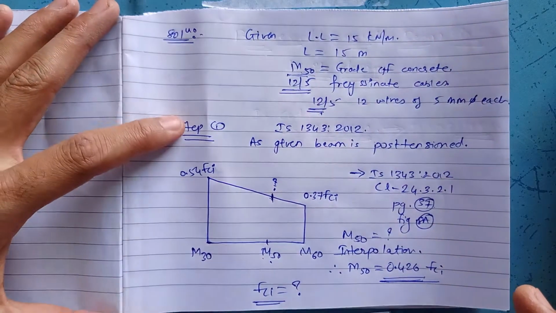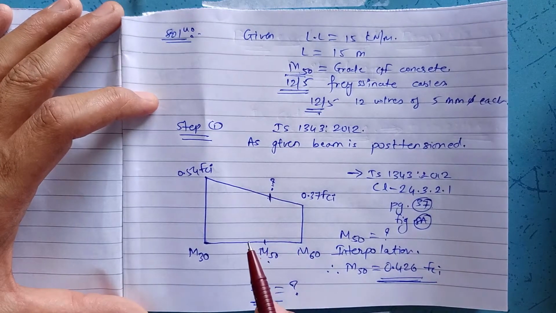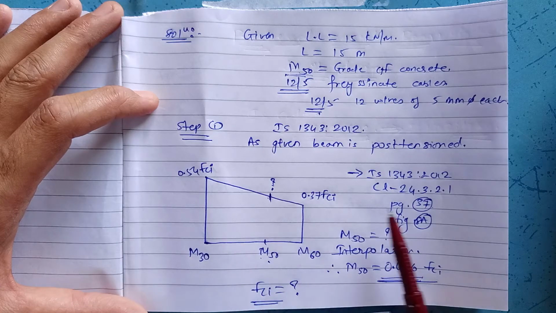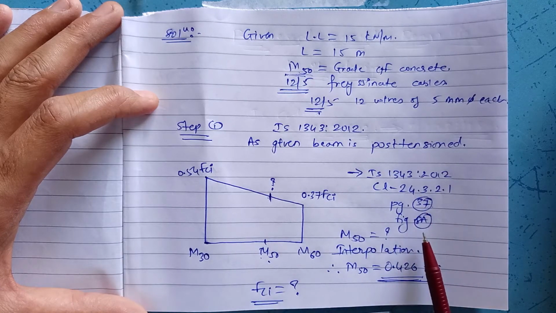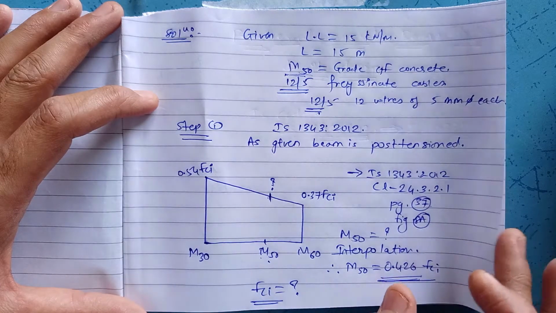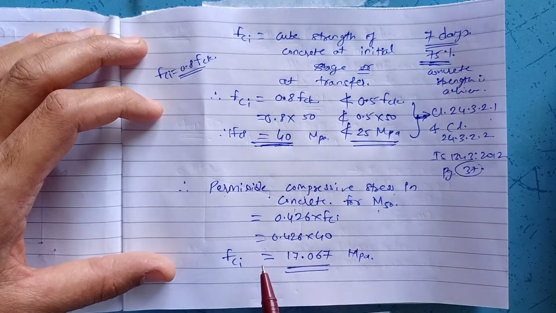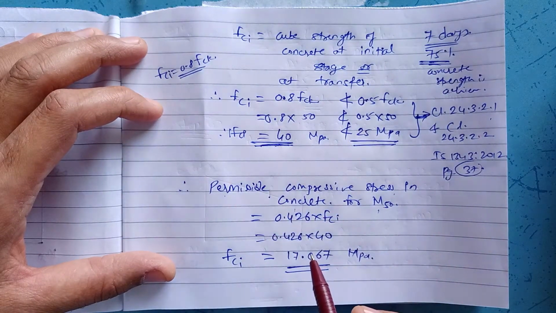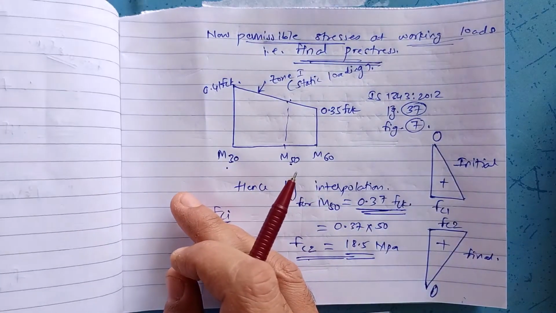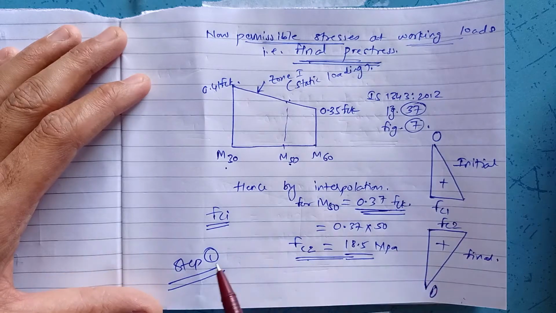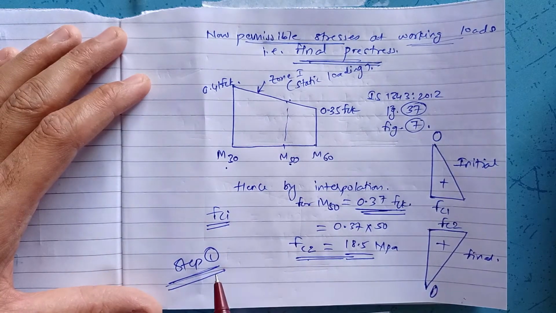First of all, go through the brief highlight. We have started our numerical here. These were the given things. We have considered this stress diagram as per IS 1343, and the clauses are mentioned here. We have calculated the initial stress values and final stress values, that is FCI and FC2, according to the considerations and as per IS 1343-2012.